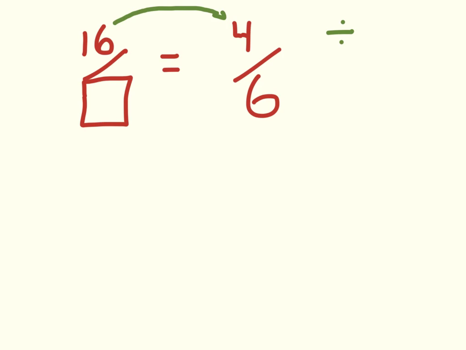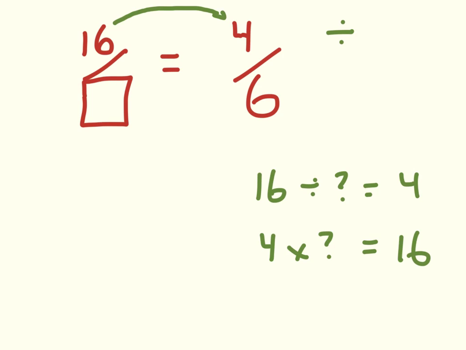We must have divided. And a way to think about this, if you're thinking, 16 divided by what gives me 4? Another way to think about it is if you read it backwards and you think 4 times what gives me 16. Remember, fact families work for this. So if I look at it backwards, going from the 4 to the 16, I can think multiplication because I'm getting bigger. So 4 times what gives me 16? Well, the answer is 4.